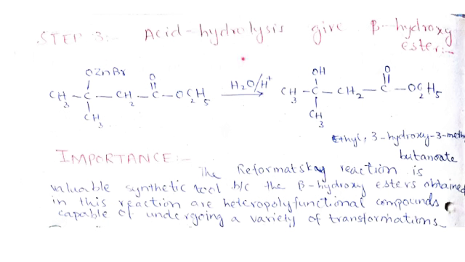In the third step, acid hydrolysis will give the final product. The beta hydroxy ester will be formed by hydrolysis of this organozinc reagent, and this is the partial positive part of the molecule. This is replaced by the proton of the water, and here H will be added, and the beta hydroxy ester will be produced by the acid hydrolysis.